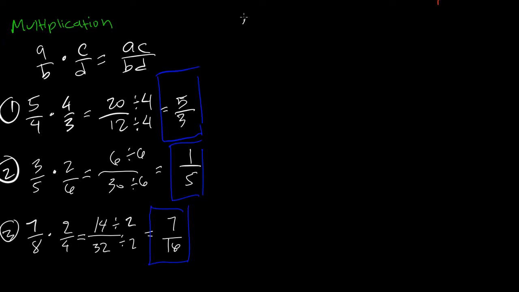Example number 4. 9 over 6 times 2 over 9. 6 times 9 is equal to 54. Then 9 times 2 is equal to 18. So, greatest common factor niya is 18 then. So, that will be equal to 1 over 3. And then that is our final answer.